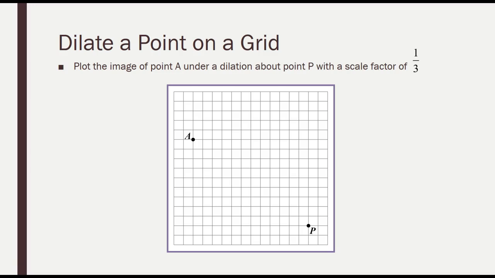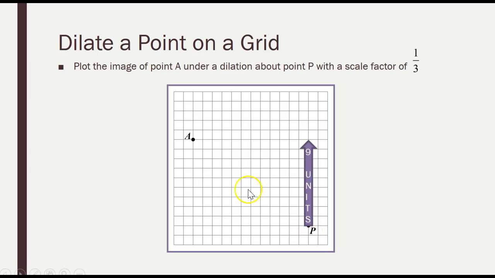So how might we plot an image of point A under dilation if P is our center of dilation, and we're looking at a scale factor of 1/3? So we're looking for some kind of a reduction. We want it smaller, or we want our image to be closer to that point P.